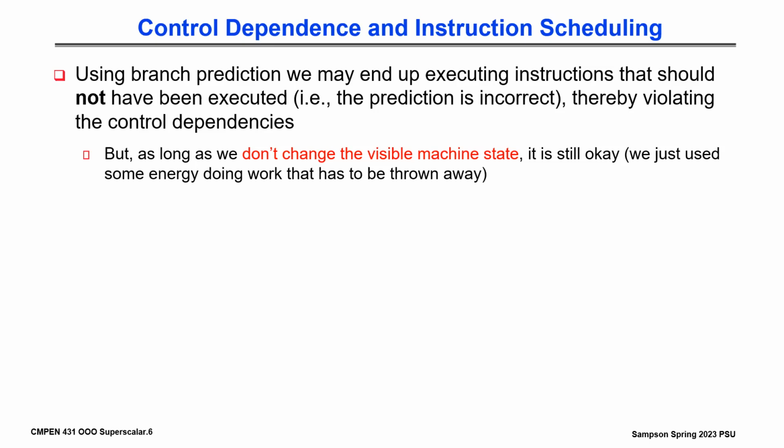I wrote a bunch of stuff into memory. Well, if I buffer it and don't actually store it into the cache yet, that's still fine. All right, so this is all about making these things not visible until we know for certain that they're actually valid.